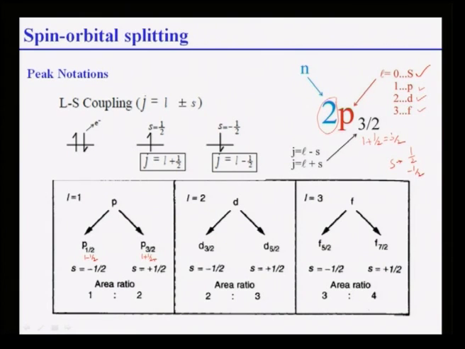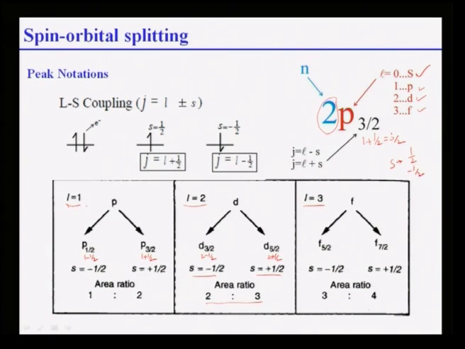Now D corresponds to L equal to 2, right? So for D, it will be 2 minus half, that is d 3/2, where minus half corresponds to down spin, right? And otherwise it will be 2 plus half, that is d 5/2, corresponding to up spin. This is how we are designating the area ratios of these 2 spin orbital split peaks, which is 2:3.